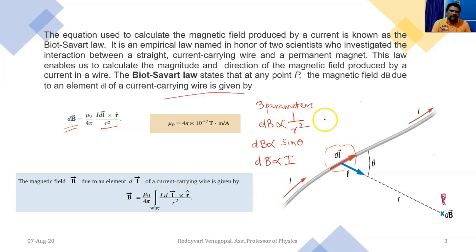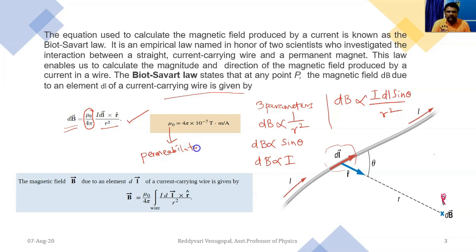Okay. So if you combine all these things, we will come to a relation: dB is proportional to Idl sin theta divided by r square. If you put some proportionality constant, that is mu naught by 4 pi, then we can write it like this, where mu naught is called the permeability of free space, and its value is 4 pi into 10 to the power minus 7 Tesla meter per ampere.